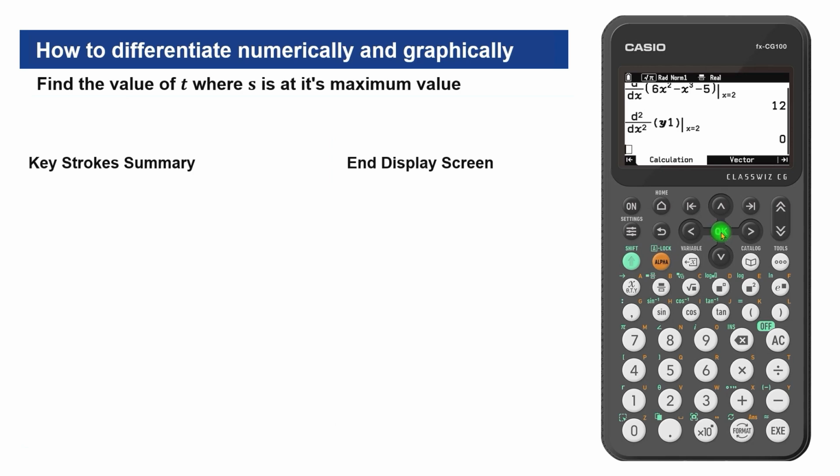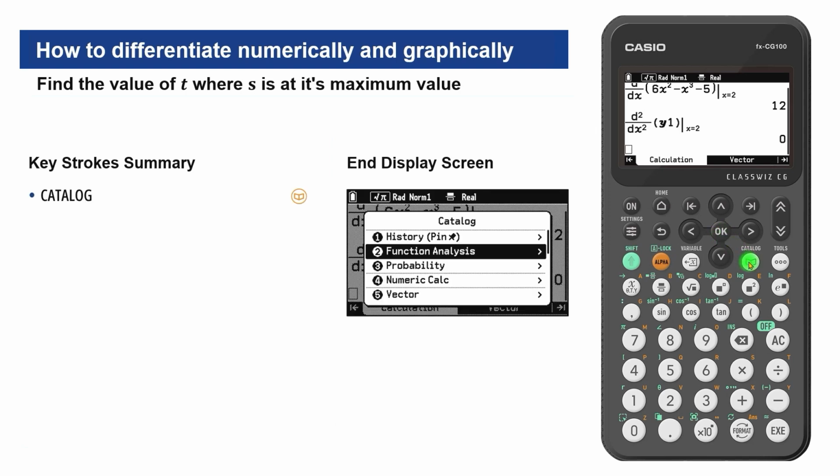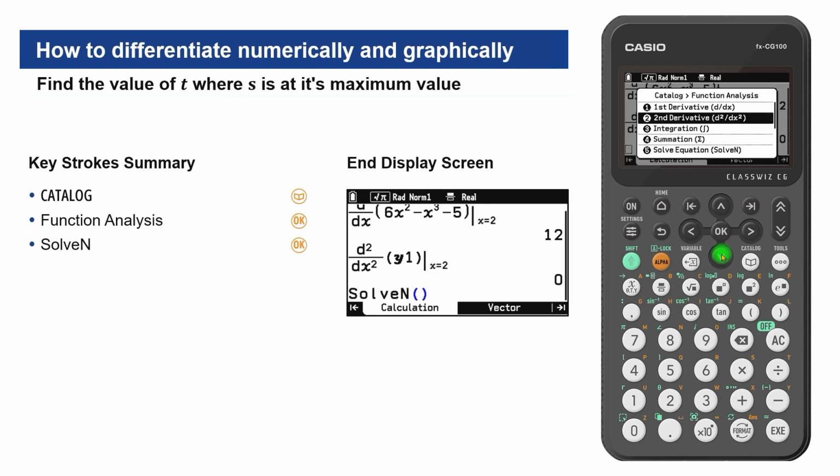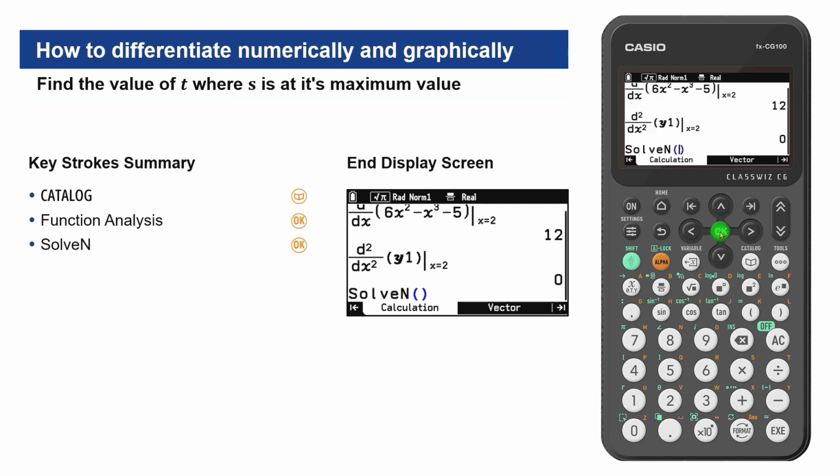To find a maximum numerically, it is possible to solve an equation containing a derivative template. Press Catalog and Function Analysis. Then select Solve n. This powerful functionality can solve all sorts of equations. If you have not seen this before, then please check out our other resources for more information.